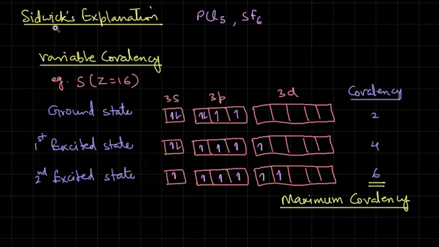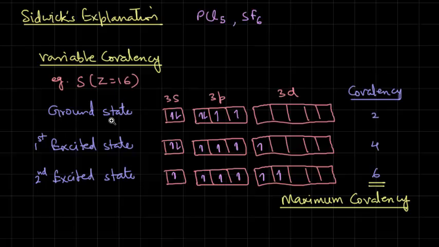One more explanation was given. It is Sidgwick's explanation for the same molecules, PCl5 and SF6. Sidgwick talks about variable covalency. We have already studied this before, but let's do it again.